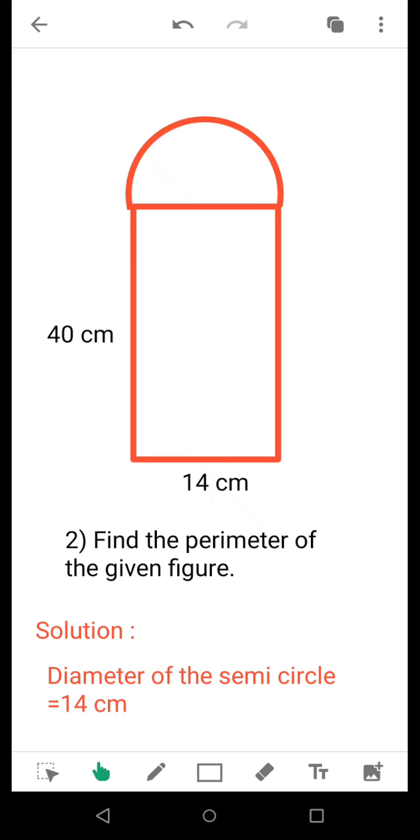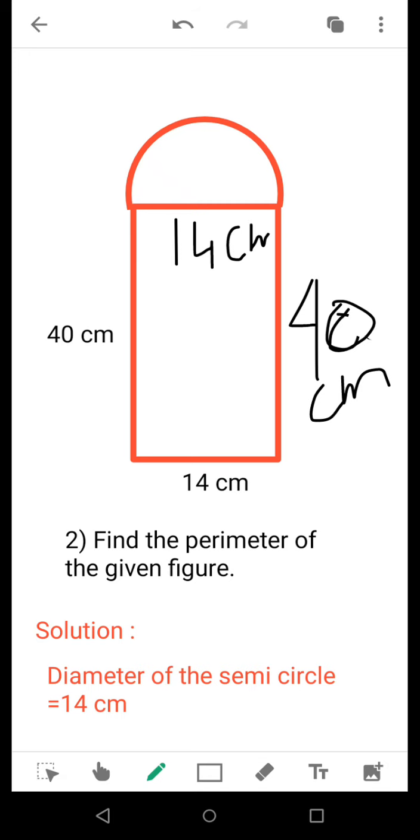Now as you can see, for this sum, this is a combined figure. So here you need to find the perimeter. As I have already discussed, again we will do one such type of sum so that our concept becomes clear. Now as you can see, this rectangular part, this side is given 40. So we can easily write this part also as 40 centimeter. And as usual, this part will be 14 centimeter.